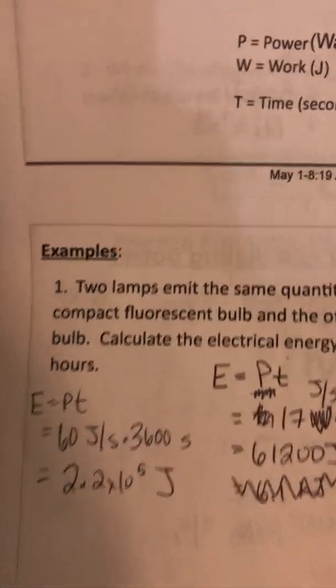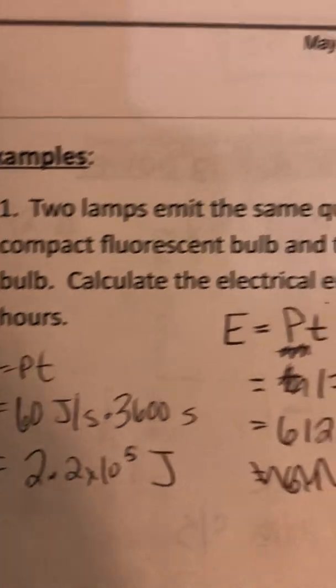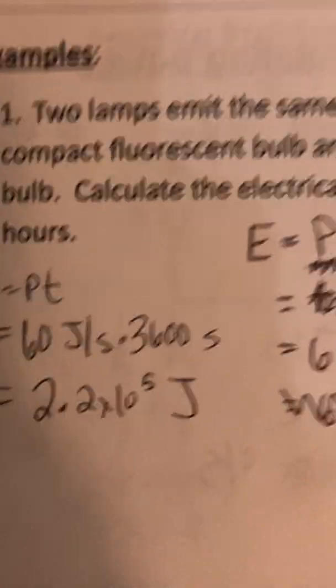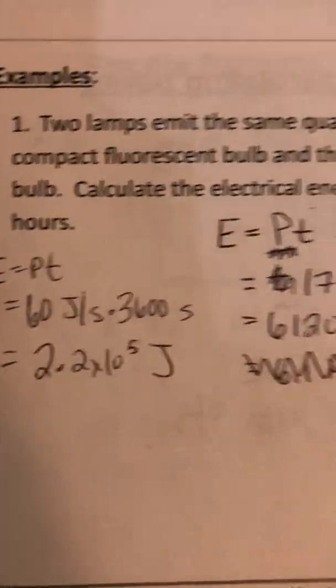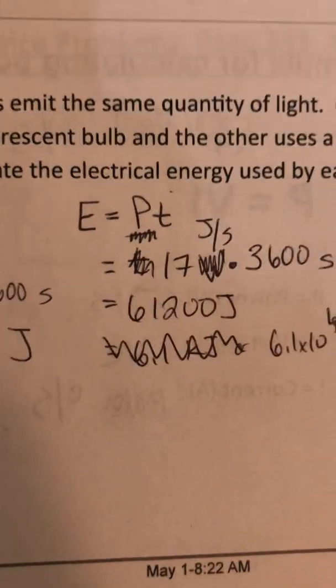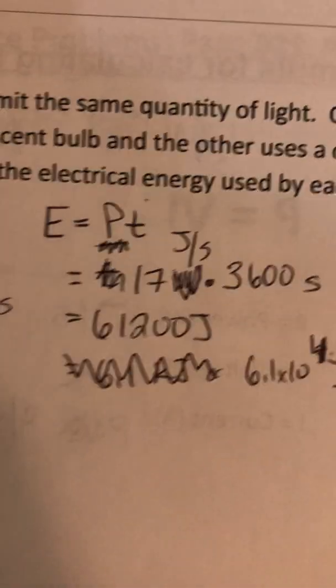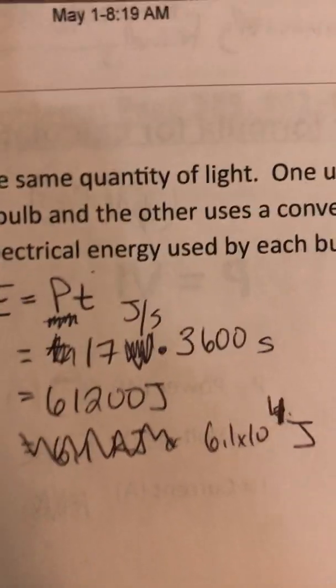What you have to notice here is that you have to convert your time into seconds first. So 60 minutes in an hour multiplied by 60 seconds per minute gives 3,600 seconds. And then that's going to be your energy. So again, your power is 17 joules per second and your time is 3,600 seconds. And then of course, turning it into 2 significant digits, you're going to get 6.1 times 10 to the 4 joules.